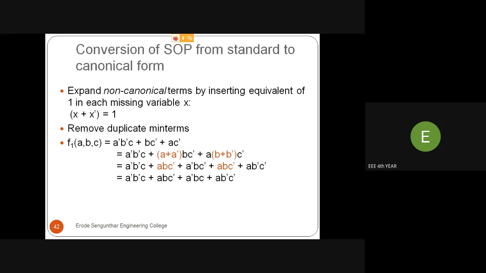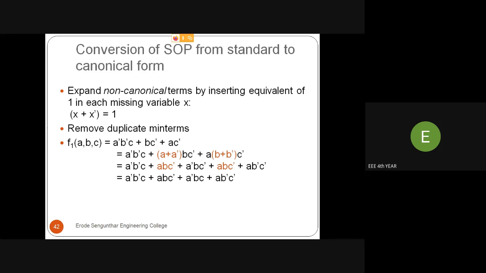Now you see the first term, a bar b bar c. We have three input variables, and in this term also we have all three variables. So there is no problem, no missing literals in this first term. Now you just see the second term, b c bar.